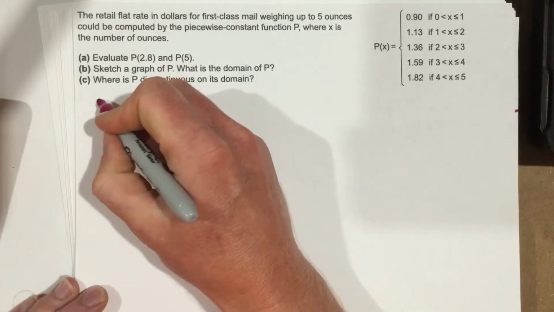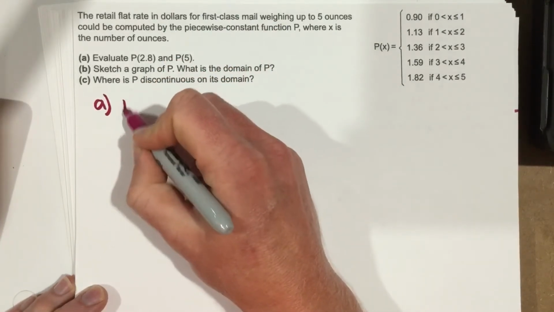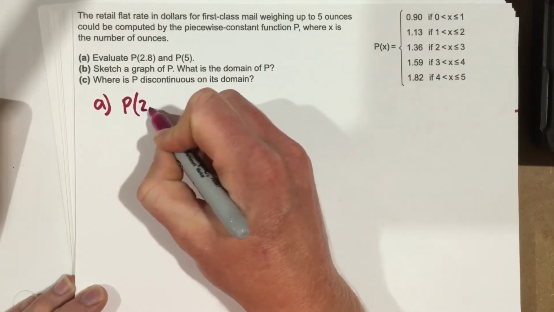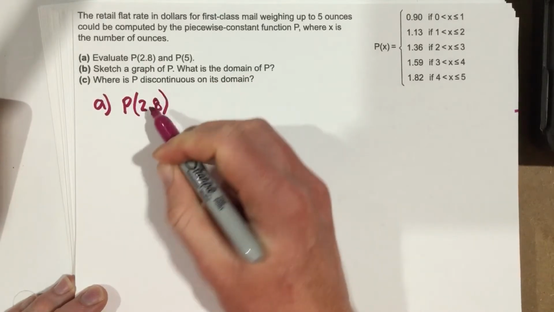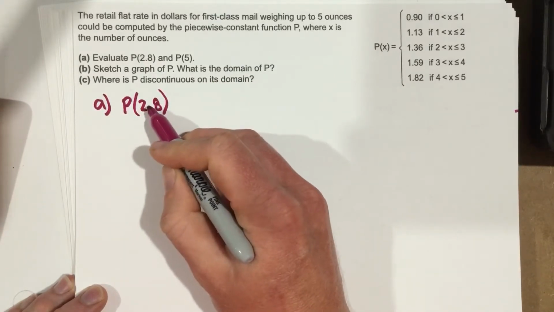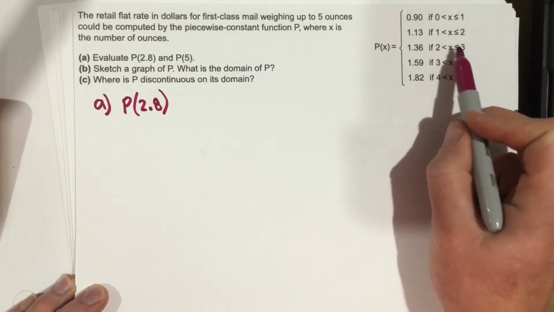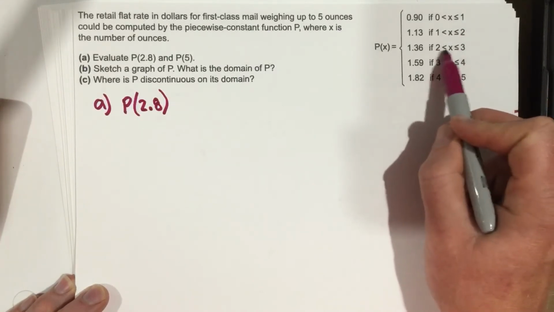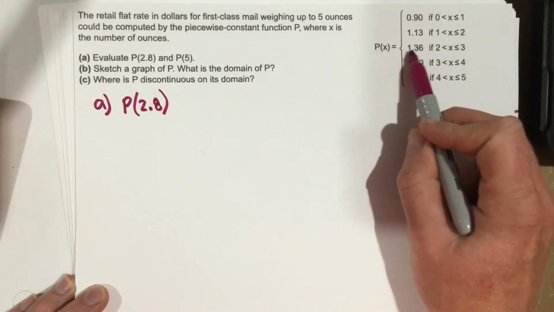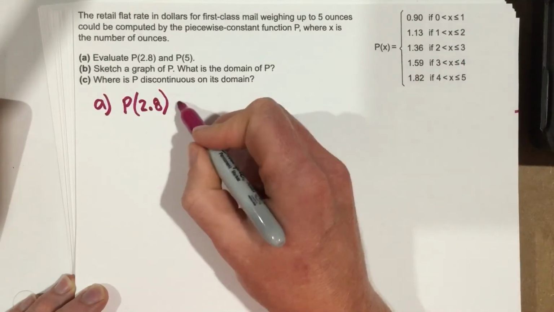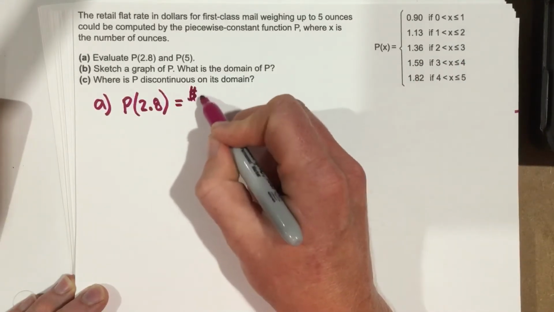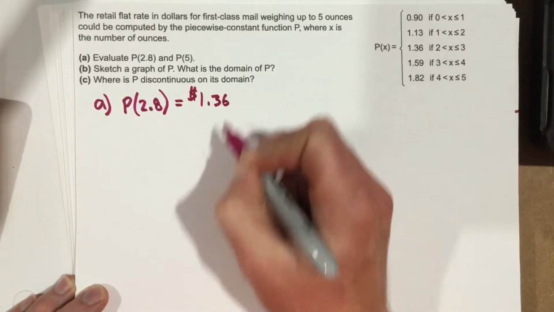So let's go to part A. They want us to say what is p of 2.8, meaning with an input of 2.8 ounces, what's the price? Well, if we go to where 2.8 would lie, it's not between 1 and 2, it's between 2 and 3. So 2.8 is between 2 and 3. That means the price is $1.36. So we'll write $1.36 here for a price.